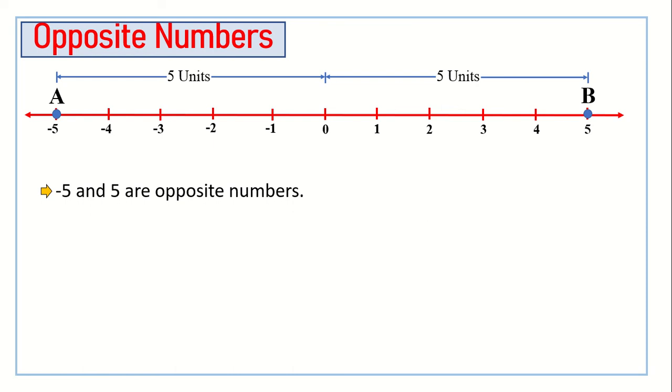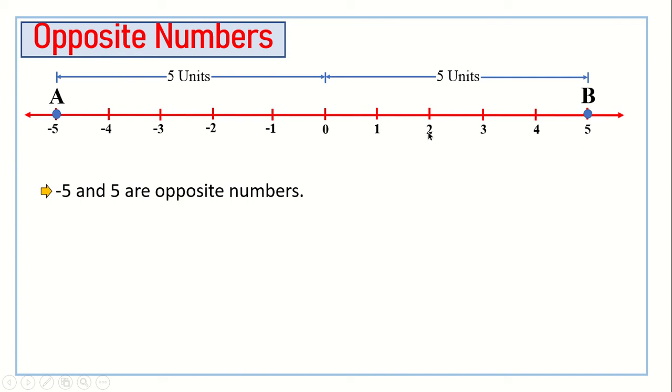numbers are opposite numbers. For example, if I look at negative 1, from 0 I have got 1 unit, and also then I look at positive 1. From 0 I also have 1 unit. So this implies that negative 1 and 1 are opposite numbers.